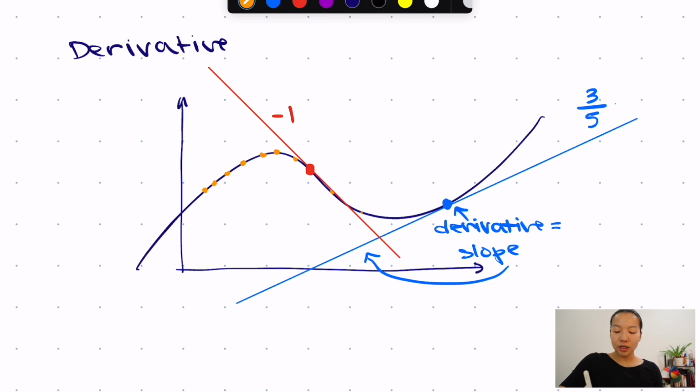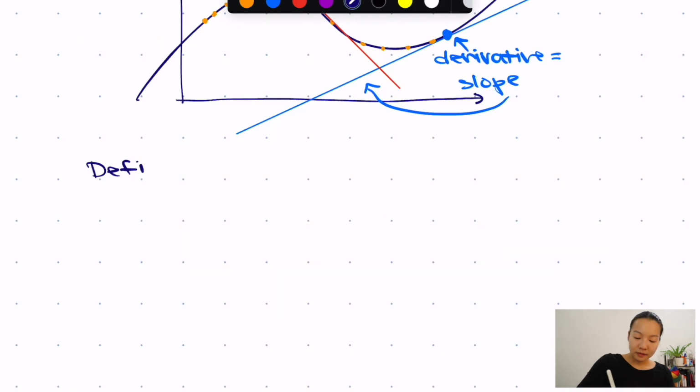And you can actually do this for all of these points along this curve. And the function that ends up defining what those slopes are, that's going to be called our derivative. Well, that's where the mathematical definition of a derivative was born. Definition of a derivative.